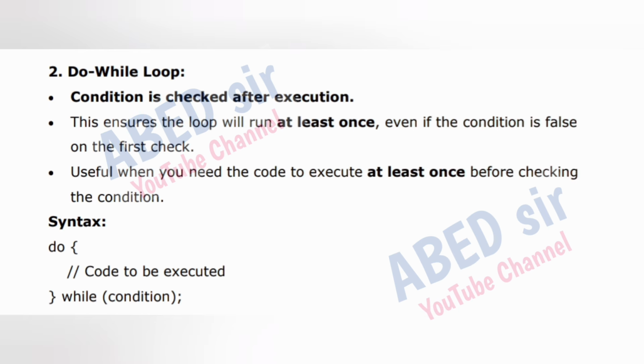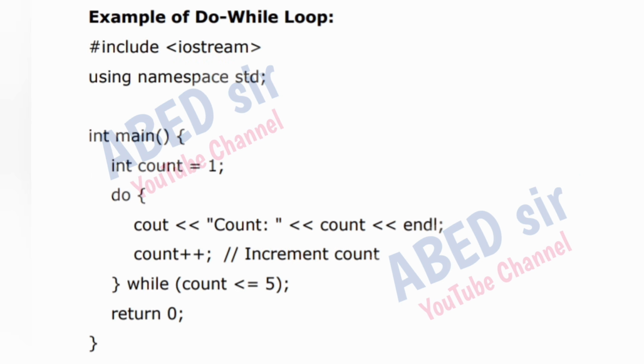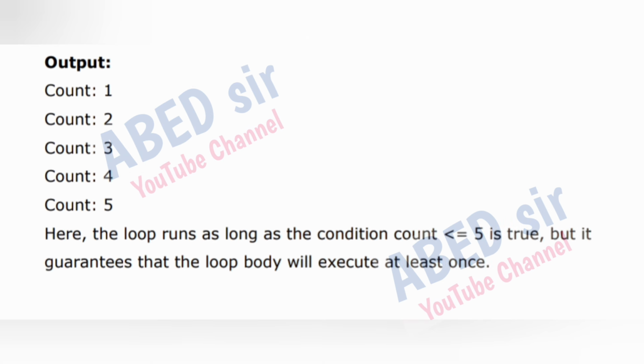2. Do while loop. Condition is checked after execution. This ensures the loop will run at least once, even if the condition is false on the first check. Useful when you need the code to execute at least once before checking the condition. Syntax. Example of do while loop. Output.